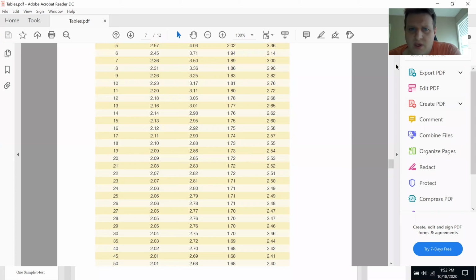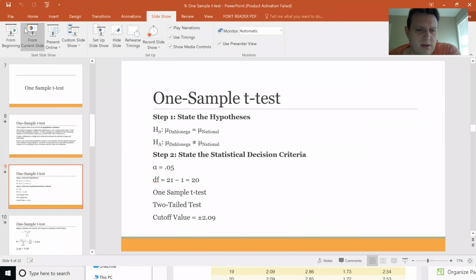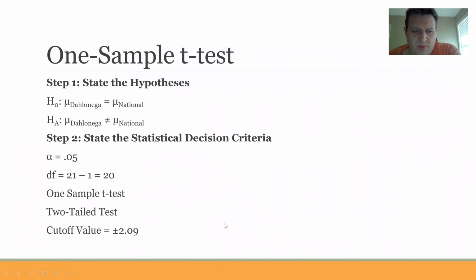Okay, let's get right back on track. So our cutoff value is plus or minus 2.09. All right, here's a question for you guys. If I have a value that's 1.50, what do I do with the null hypothesis? I retain it because it's in the middle here between negative 2.09 and positive 2.09.